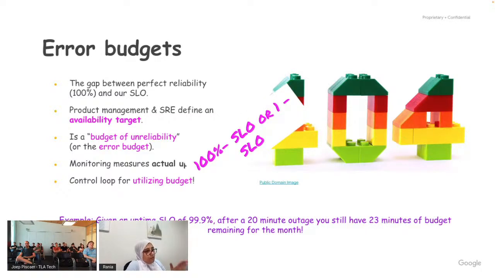So since we have, as I mentioned, the SLO, the error budget is either 100% minus the SLO, or 1 minus the SLO. And based on that, you can calculate, during a month, or a cycle, or a specific release or a quarter, what is the budget that you can use to innovate inside your system.